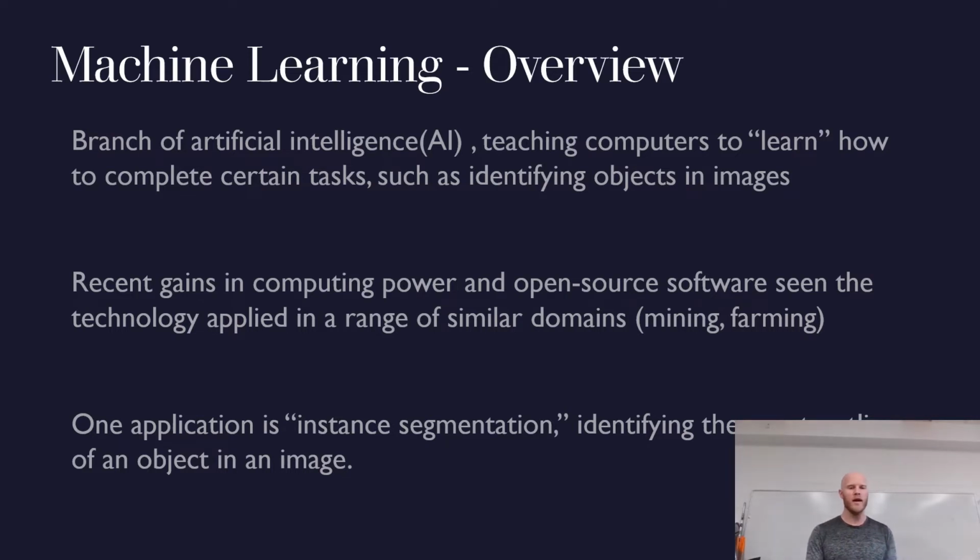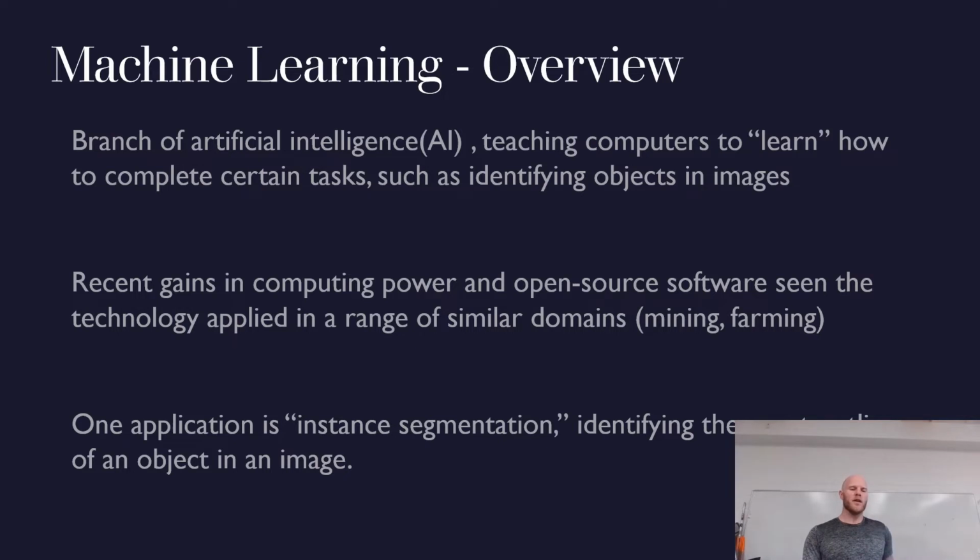Machine learning and artificial intelligence have made huge gains in the last few years, especially as computing power has really increased, and also access to open source software to apply to these domains. This means everyone can get stuck in and have a go at using these techniques on their own applications, and we've seen mining and farming take these up in similar domains.